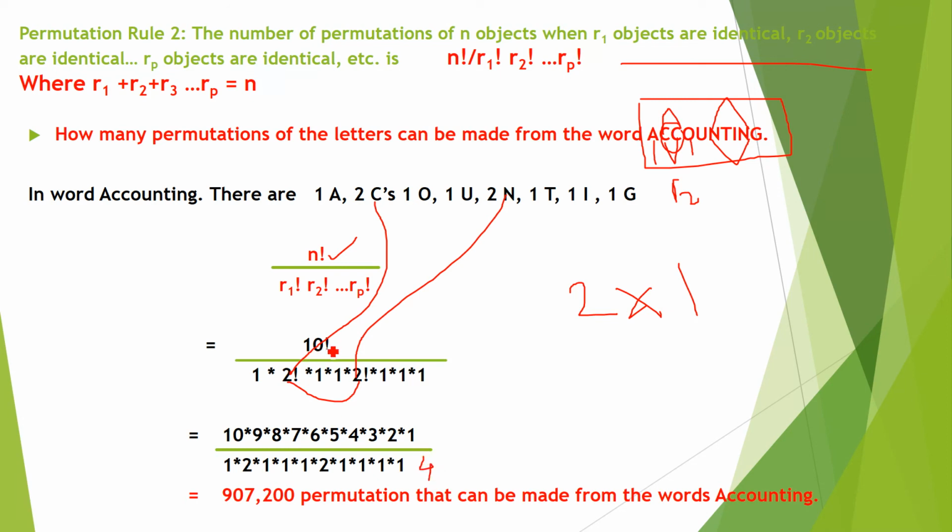In the numerator we have 10 factorial. So multiply 10 multiplied by 9, 8, 7, 6, and so on. All this divided by 4. We will get 907,200 permutations that can be made from the word accounting.